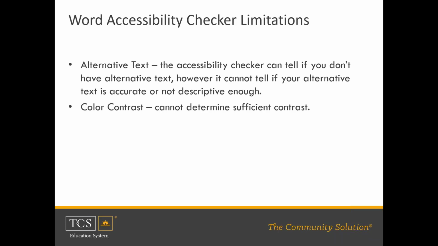So earlier I mentioned that the accessibility checker in Word won't be able to check everything, and here are a couple examples. In terms of alternative text, the accessibility checker can tell if you don't have alternative text. However, it cannot tell if your alternative text is accurate or descriptive enough. Also, the accessibility checker cannot determine sufficient color contrast. If you've used the accessibility checker in Canvas, you know that it can alert you to insufficient color contrast. So it's just something to note that the Word accessibility checker and the Canvas accessibility checker differ in that respect.